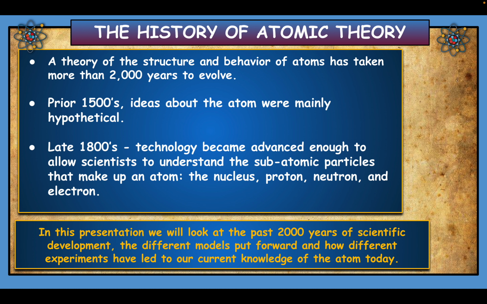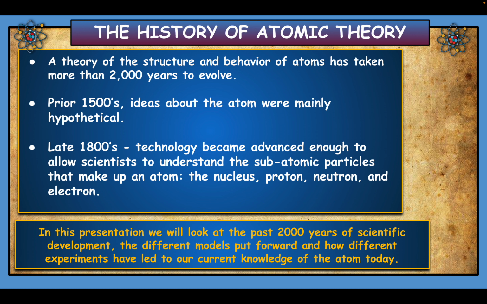All right, so a theory of the structure and behavior of atoms has taken more than 2,000 years to evolve. Prior to the 1500s, ideas about the atom were mainly hypothetical because they didn't have any way of testing those ideas. They didn't have the scientific equipment. They didn't have scientific knowledge. They didn't have scientific concepts for them to be able to test those theories. And it wasn't until the 1800s, a little bit in the early 1800s, but for sure towards the end of the 1800s, that technology became more advanced.